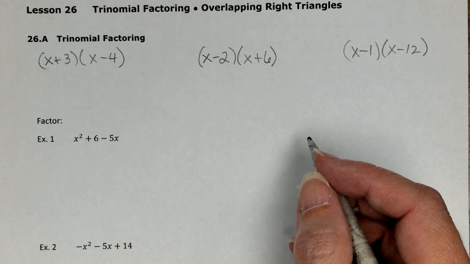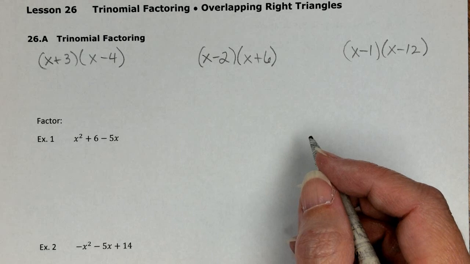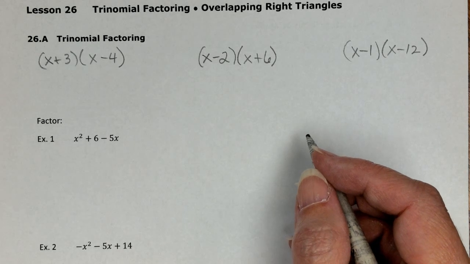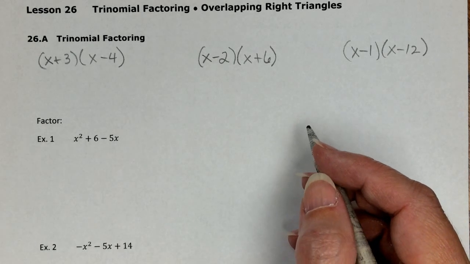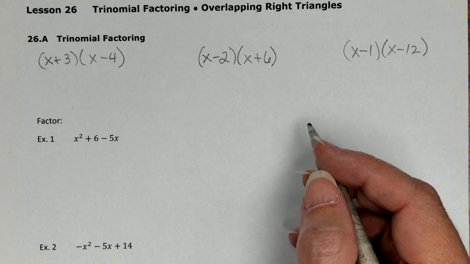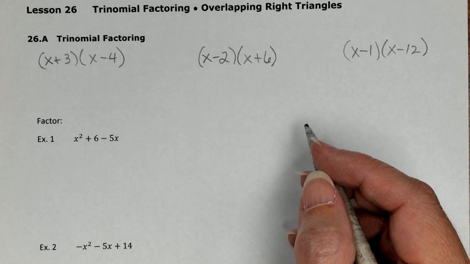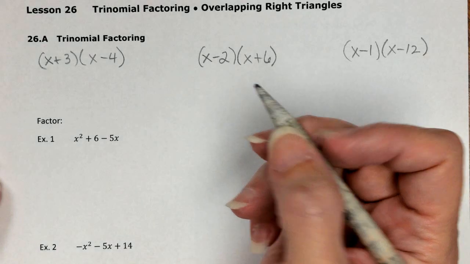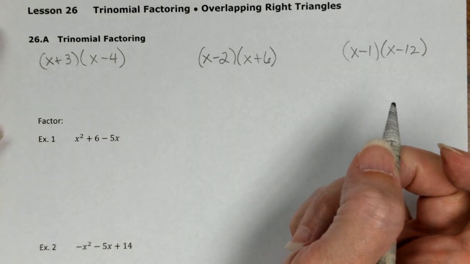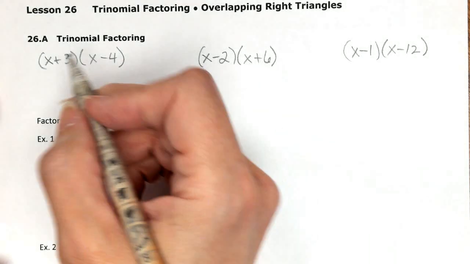Algebra 2, Lesson 26, Part A is about trinomial factoring. Before we start factoring, we're going to multiply binomials and look for the patterns. So I have 3 problems up here in this space at the top. We're going to go ahead and FOIL.